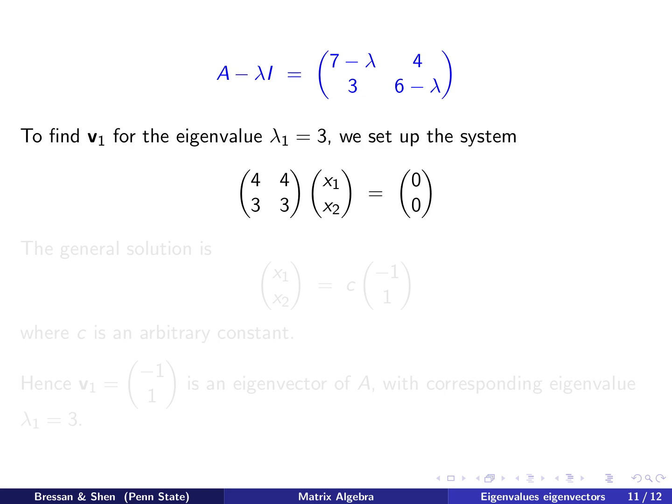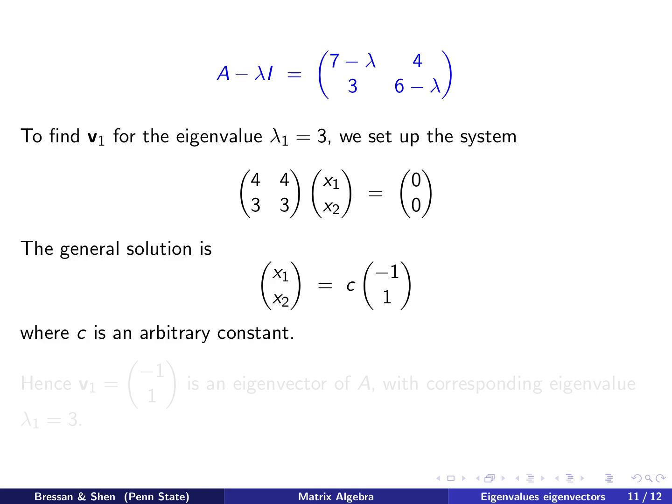Let's start with eigenvalue lambda 1, which is 3. We want to find v1, the corresponding eigenvector. Let's repeat the A minus lambda I on the top here, because we'll use that. We will put lambda equals 3 in here and solve this system, A minus lambda I times x equals 0. Putting in that lambda 1 value, we get this system here.